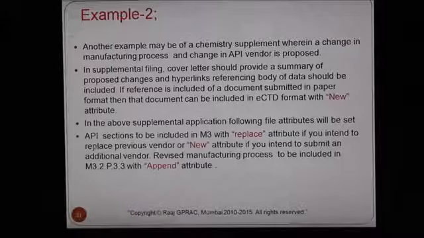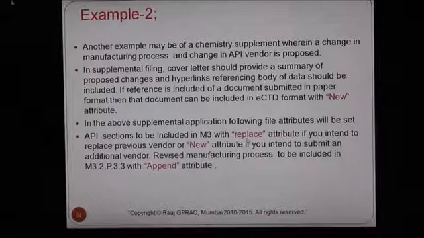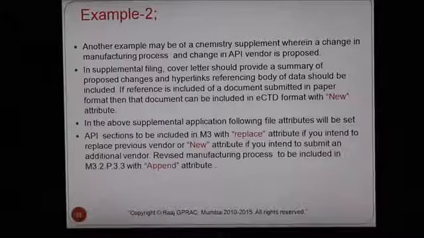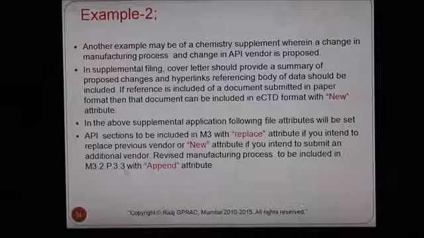The API section is to be included in Module 3 with the replace attribute if you intend to replace the previous vendor, or if you want to add, then you can use the new attribute if you intend to submit an additional vendor. The revised manufacturing process is to be included in Module 3.2.P.3.3 with the append attribute. I hope with these two examples how to use the operational attributes, append, replace and new buttons, is clear.